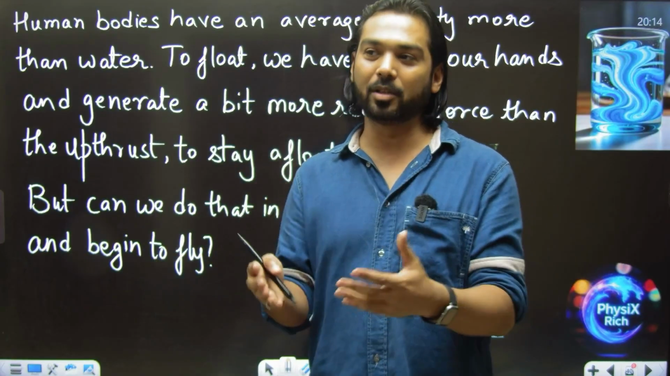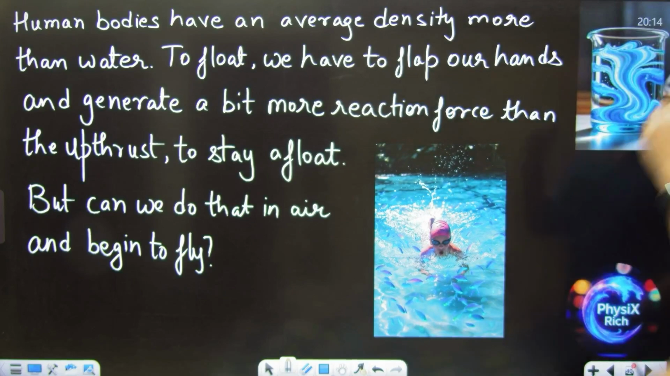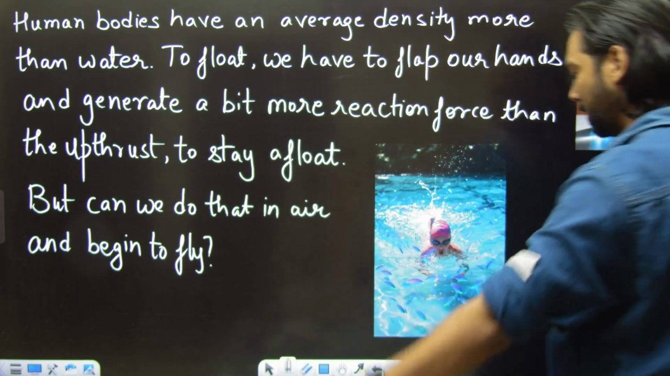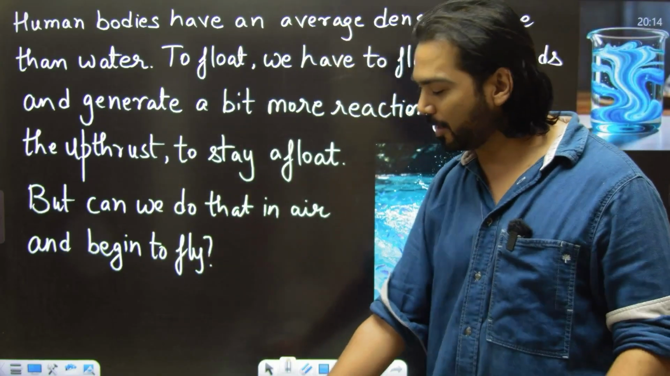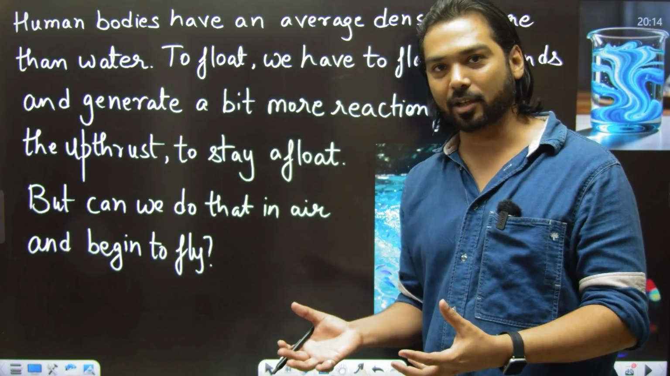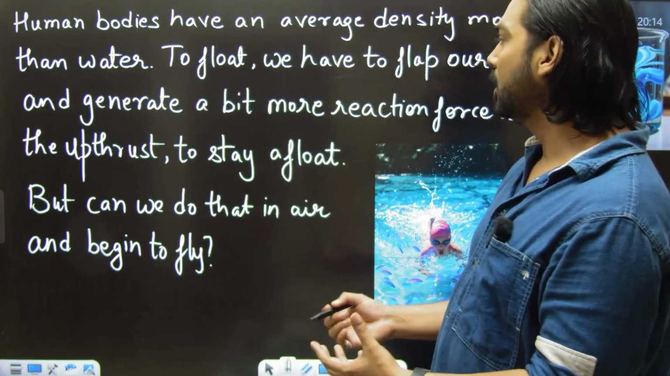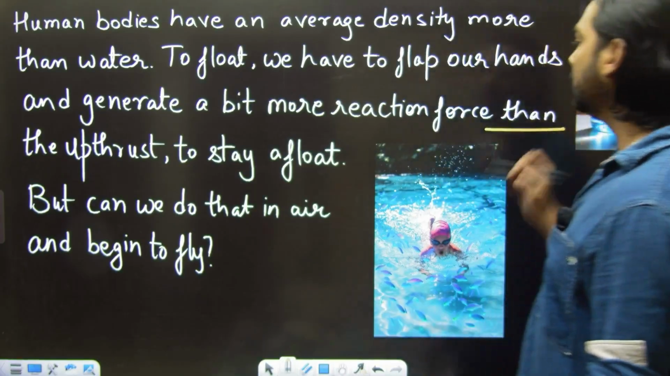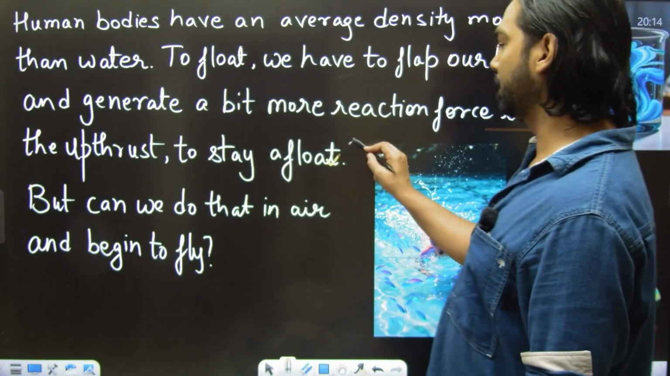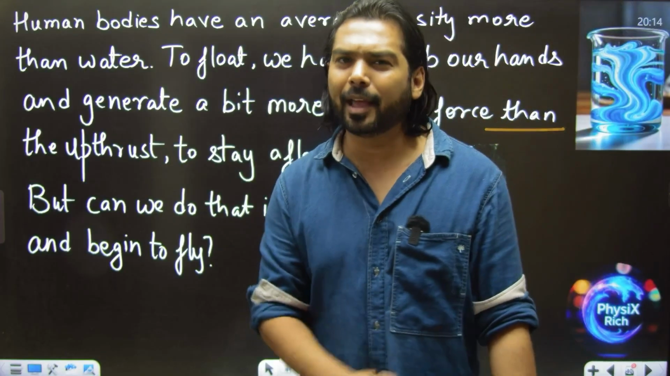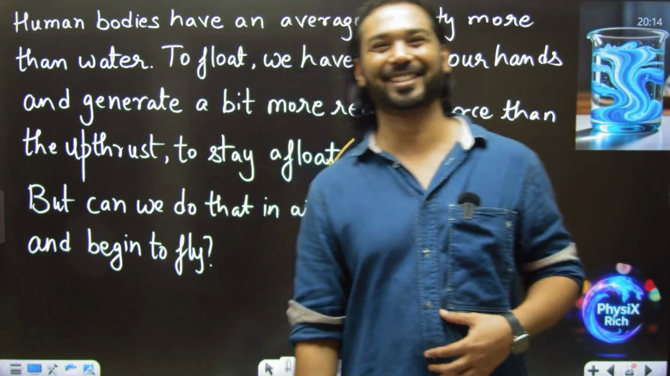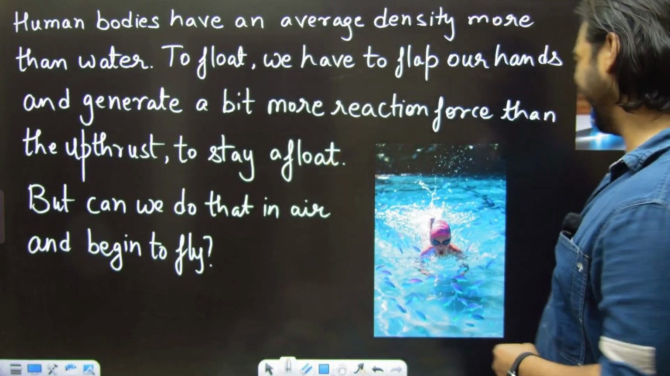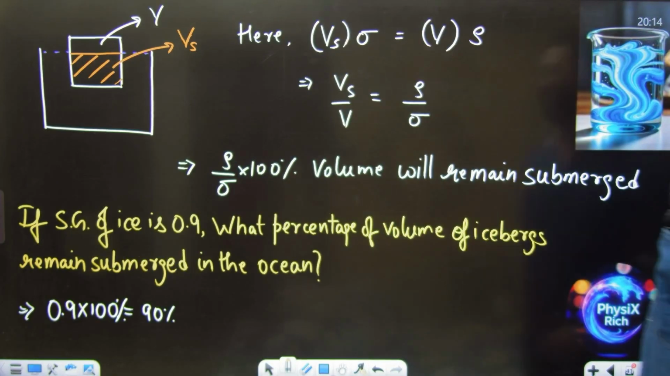So if I jump into the pool, I will try to swim. And how will I try? I will just flap my hands around and push the water down, and it will give me a certain more reaction force. If it generates a bit more reaction force, then I will be able to stay afloat. Can we do that in air, however? No, we cannot do that in air.